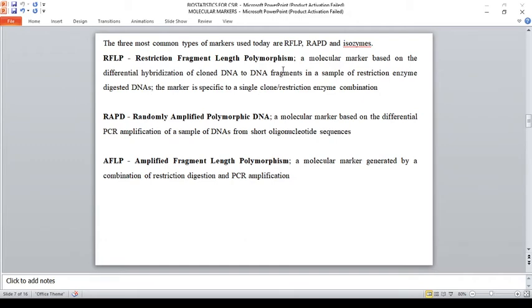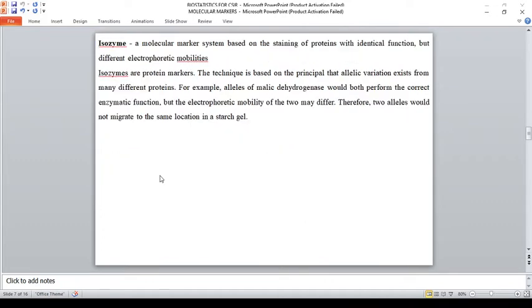RFLP is a molecular marker based on differential hybridization of cloned DNA to DNA fragments in a sample digested with a restriction enzyme. The marker is specific to a single clone or restriction enzyme combination. RAPD is randomly amplified polymorphic DNA, a molecular marker based on differential PCR amplification of a DNA sample using a short oligonucleotide sequence, where we employ primers for this technique. AFLP is a combination of restriction enzyme digestion and PCR amplification.